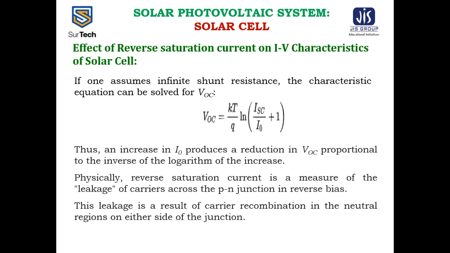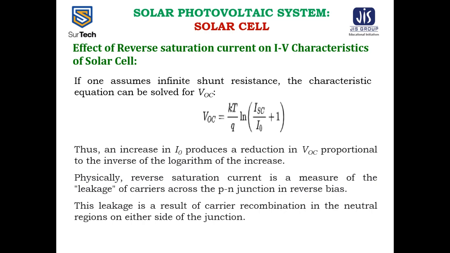Now the effect of the reverse saturation current on the IV characteristics of the solar cell. If one assumes infinite shunt resistance, the characteristics equation can be solved for the VOC, where VOC equals kT by q times ln of (ISC by I0 plus 1). ISC is the short circuit current and I0 is the minority carrier current or the reverse saturation current.